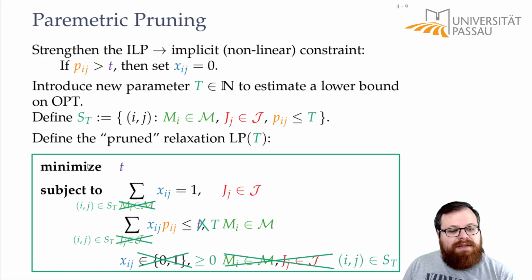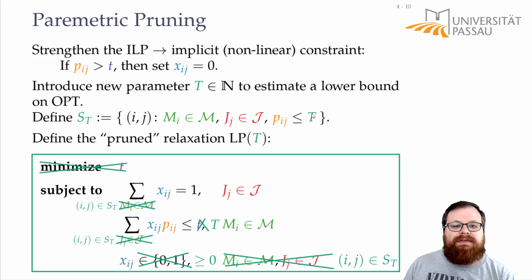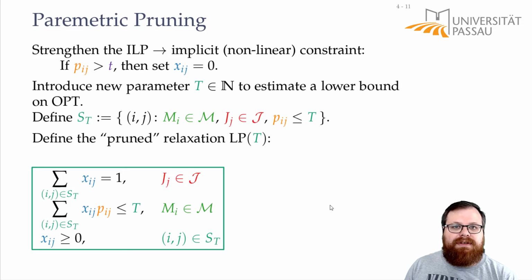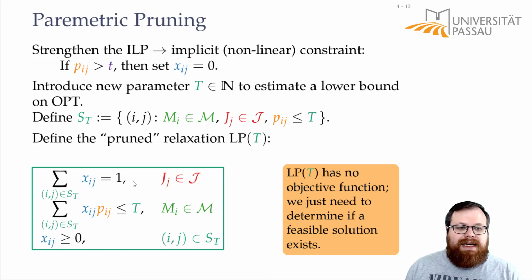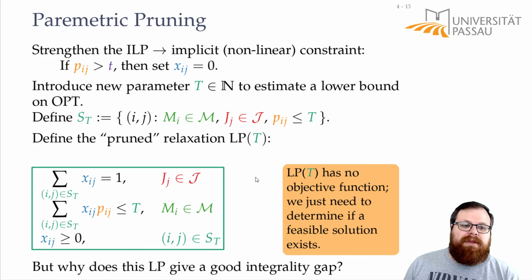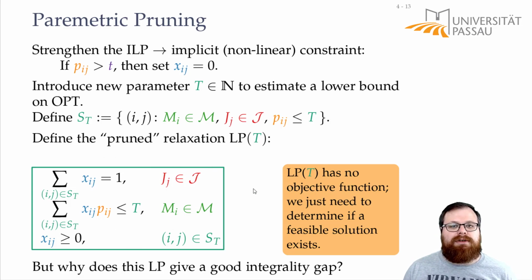And now we don't even need the minimization anymore. We don't have this small t that gives us the makespan. We just want to figure out if there is any solution where we have guessed this makespan. So in a very short way, this is the linear program that's left. And the interesting thing here now is this doesn't even have an objective function. We only have to determine if a feasible solution exists. So if we guess the makespan and we figure out, yes, there is a solution with this makespan, then we already know how large the solution is. So the capital T immediately gives us our objective value. But the question is, why does this relaxation give us a good integrality gap? And that's what we want to analyze in the next few parts.